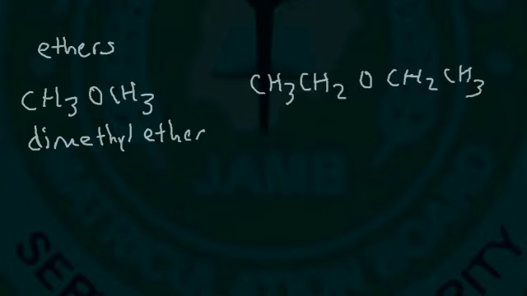The next thing we're going to talk about are ethers. So here's our first example. The common name is dimethyl ether because we have 2 methyl groups. And let's say if you have this one. This is diethyl ether because there's 2 ethyls.